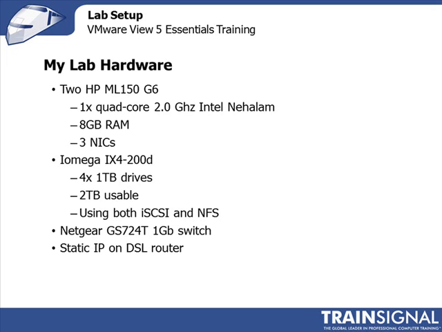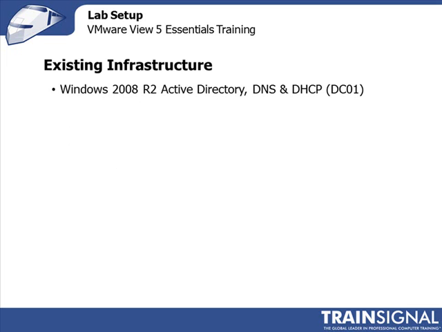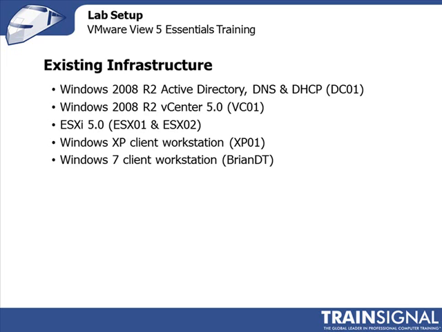So prior to starting this course, I've set up a Windows 2008 R2 Active Directory with integrated DNS and DHCP, running on a single VM called DC01. I also have a Windows 2008 R2 VM running vCenter 5.0. This machine is named VC01. Each of my 2 physical servers are both running ESXi 5.0 and are named ESX01 and ESX02. I have a virtual machine running Windows XP that I can use as a client workstation called XP01, and a physical desktop that's running Windows 7 named BrianDT.